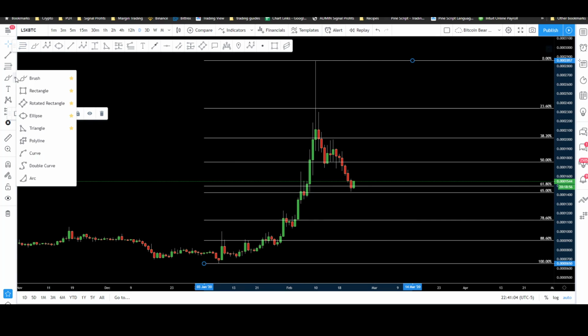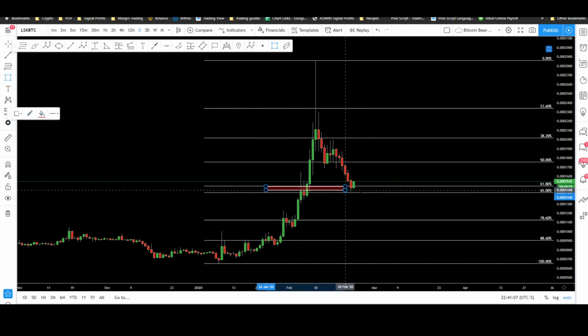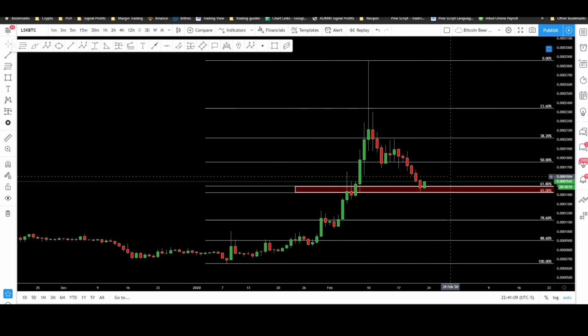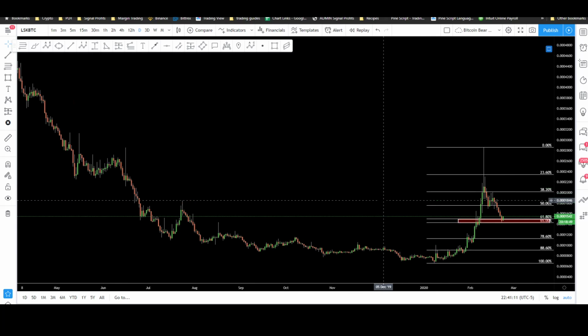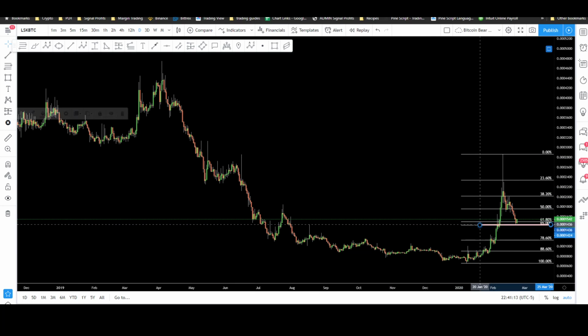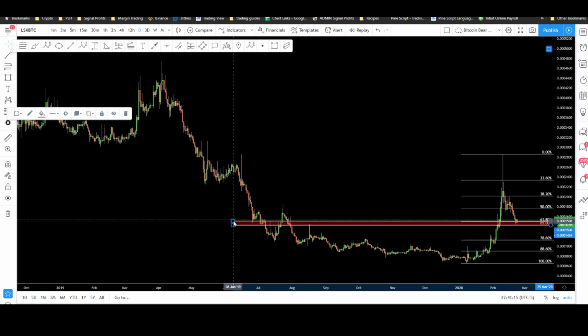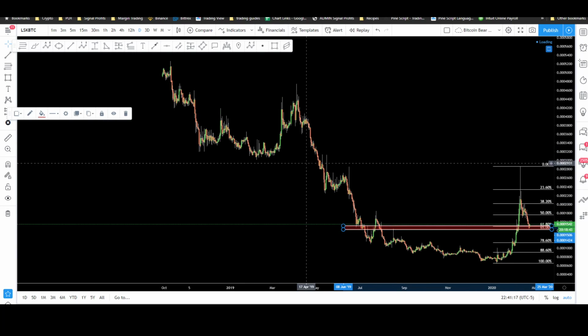And look where we're at, boys and girls. Previous support. This looks pretty damn good. All right, and also if we come all the way out here, let's take a look and see what else we got. Okay, so we wicked up to here.